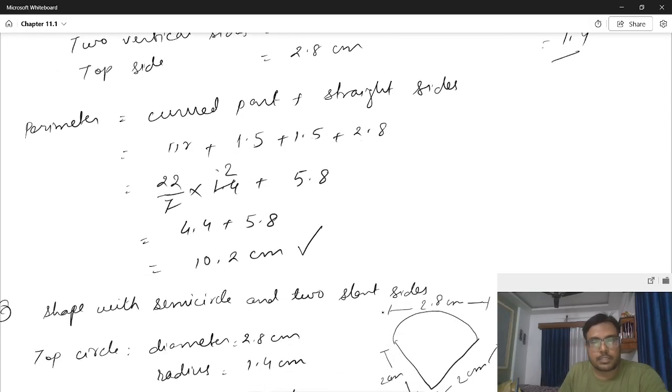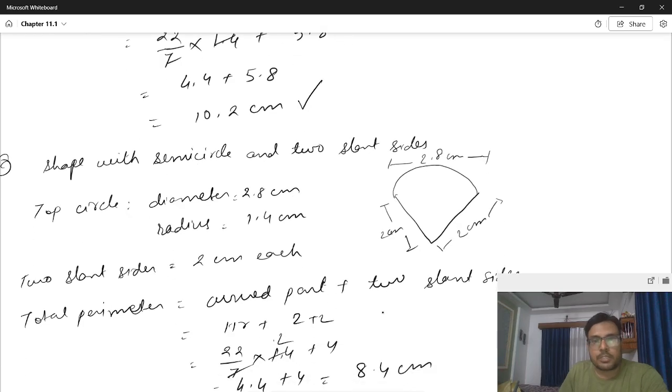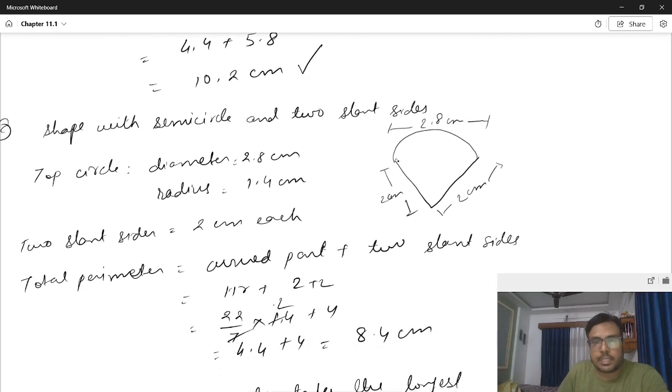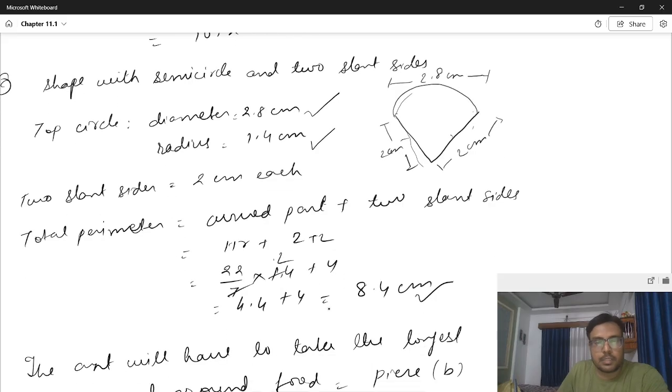Now we'll see the last figure. What is this? The last figure has two slant lines. This is one slant line, this is the second slant line, and this again is a semicircle. Again the semicircle has a diameter 2.8, so its radius will be 1.4. So for the perimeter, it is pi r plus the two slant lines. So pi r plus 2 plus 2, solved. You get 8.4 centimeter. Same, pi is 22 by 7 into 1.4.